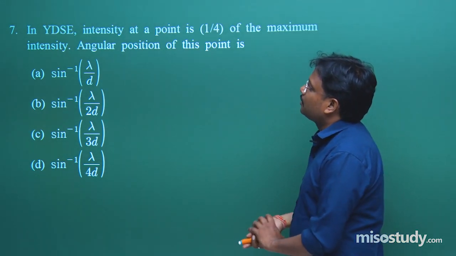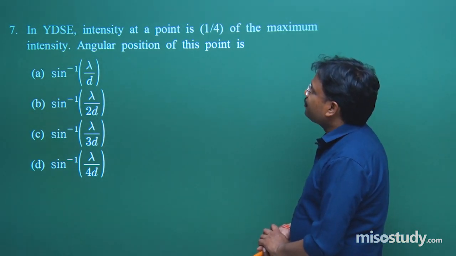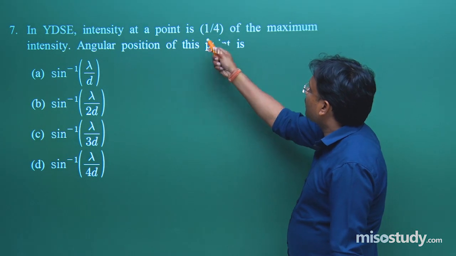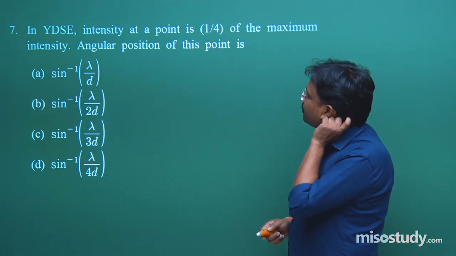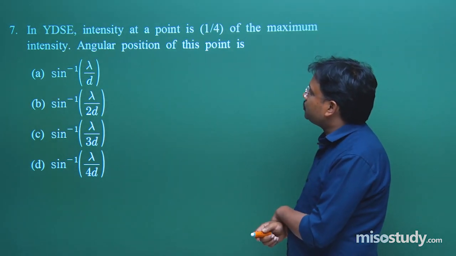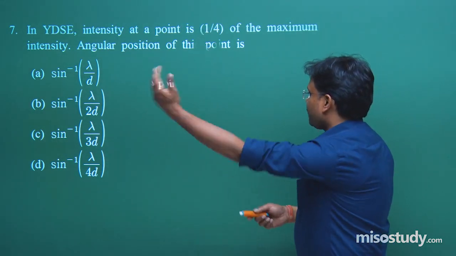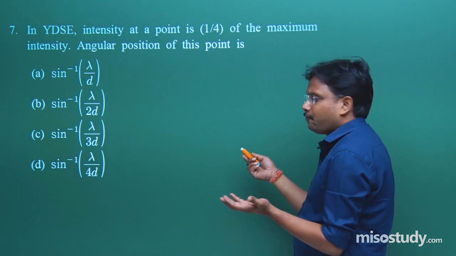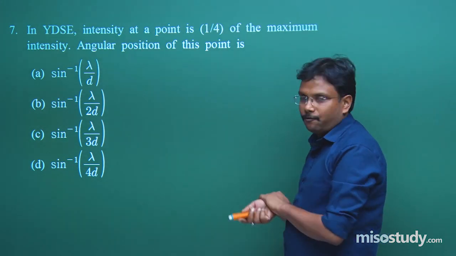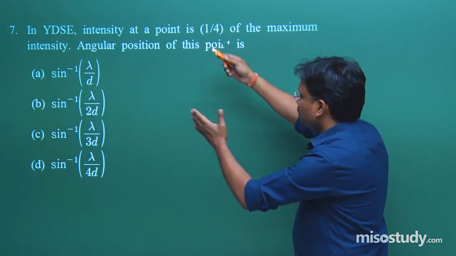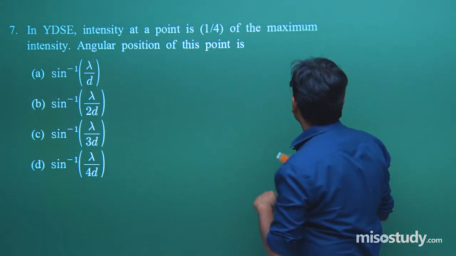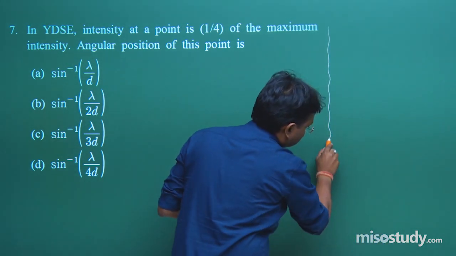In Young's double slit experiment, the intensity at a point is 1/4 of the maximum intensity. What is the angular position of this point? Yes, this is a direct formula based question. I will use that formula over here, and then you can match your options.